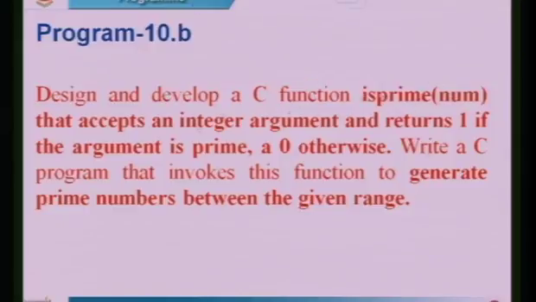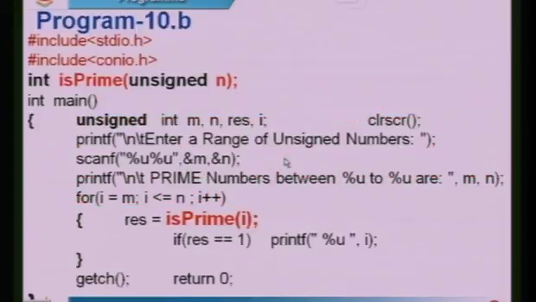So, in the question, isPrime is a function that accepts an integer argument and returns 1 if the argument is a prime, 0 otherwise. So this is the prototype of the function, taking an unsigned integer as an argument, with return type integer. Now, in the main function we take unsigned int m, n, result and i. These are the variables we have declared here.